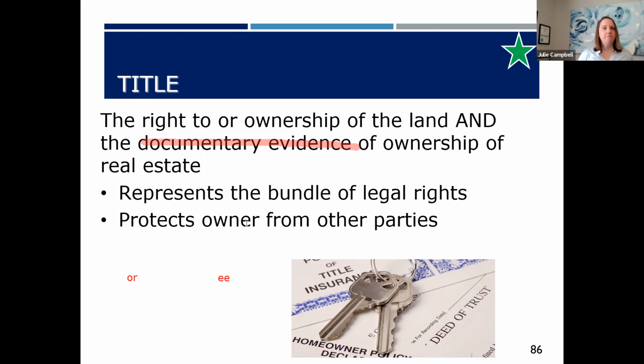Everybody see that? So for example, we're going to talk now in this unit about the deed. The grantor is the giver of the deed, also known as the seller. The receivee of the deed is the grantee, also known as the buyer. It's way too easy to put seller and buyer on your test. What are they going to put? Grantor and grantee. So it's important that we understand what that OR and that EE means.